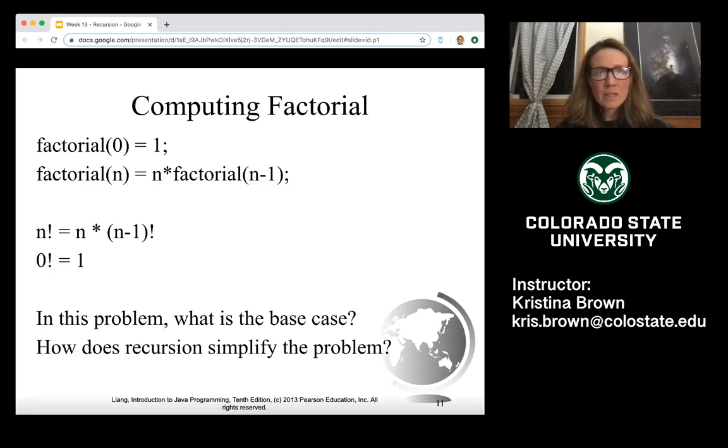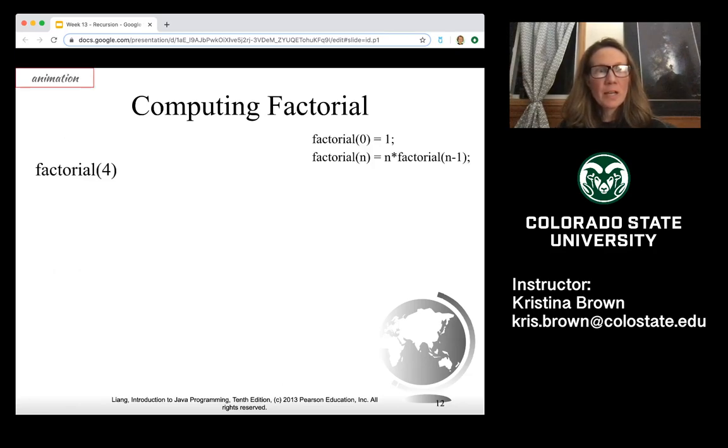As we move through these slides, we're going to use the example of factorial of 4, and make sure that you also understand what factorial is. So factorial of 0 equals 1, and then factorial of n, where n is some number, equals n times factorial of n minus 1. So you can see how that recursion is solving the problem right there within that same statement. So factorial of 4 is what we're going to use for our example here.